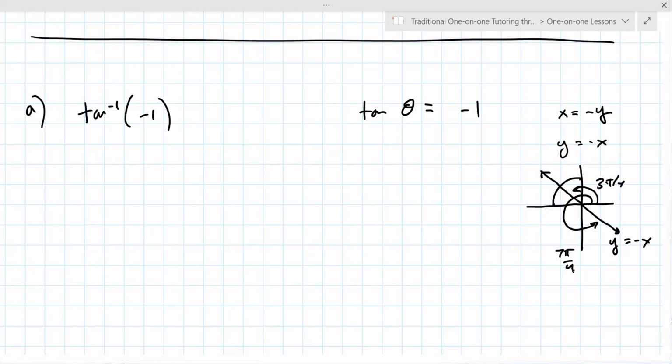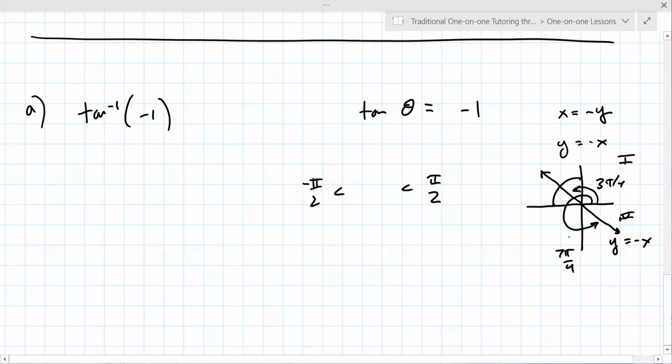So now this also has the constraint that it has to be from minus pi over 2 to pi over 2. So neither of these work as is, right? But this suggests it has to be in the first or the fourth quadrant. Well, this 7 pi over 4 is in the fourth quadrant. So how do we get there? Well, we make this minus pi over 4.